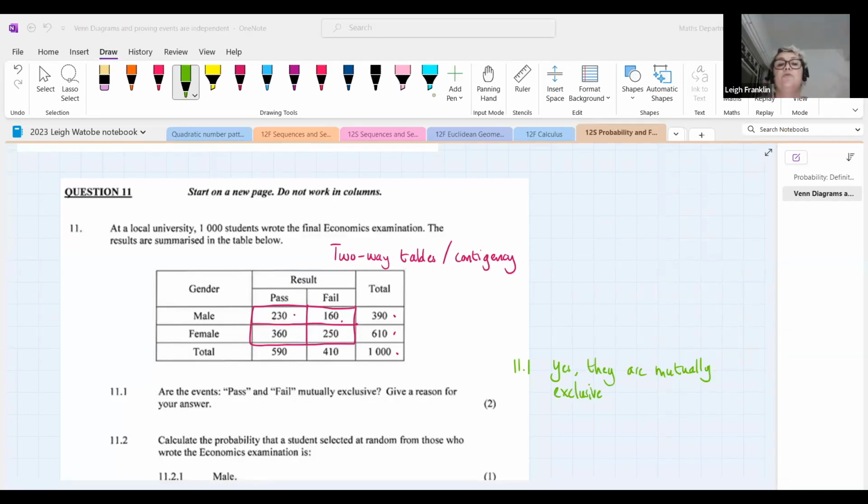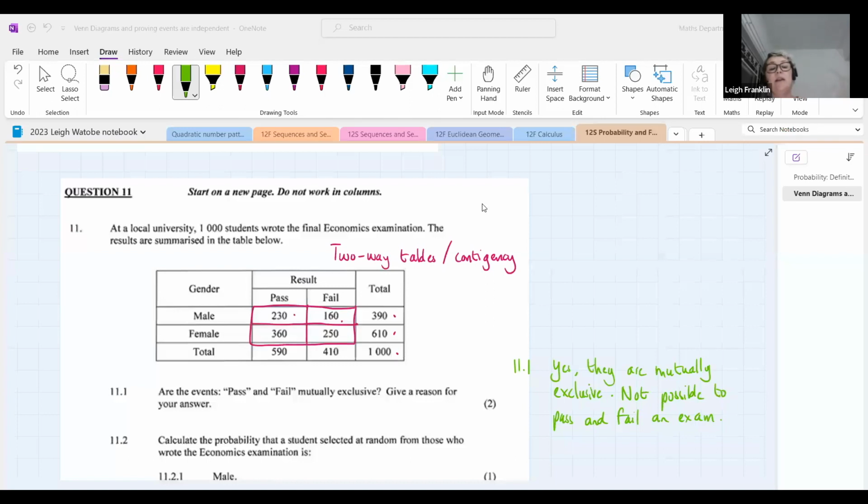iPhone 2, I'm not sure who that is, put it: they cannot happen at the same time. Yes, so it's not possible for you to pass and fail an exam. Okay, so it's either the one or the other.